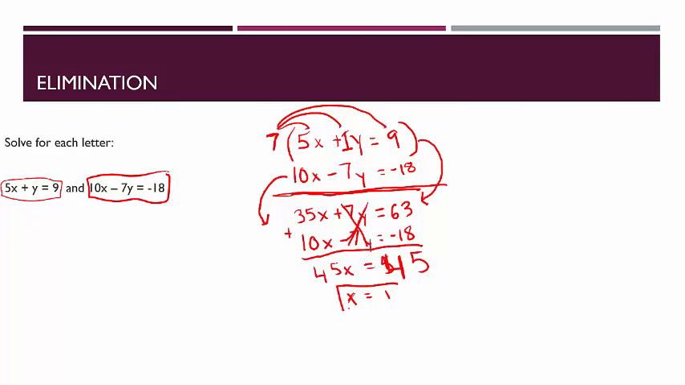Now that I have one of my answers, I don't need to do the elimination process again. I can just simply plug my answer into either equation over here on the left, and I'm going to solve for y. So again, it does not matter which equation you pick, either one will work. I like this equation because there's less numbers and there's no minus signs in it, so I'm going to choose to work with that one. Instead of x, I now know x is equal to 1. So I'm just going to plug that in.